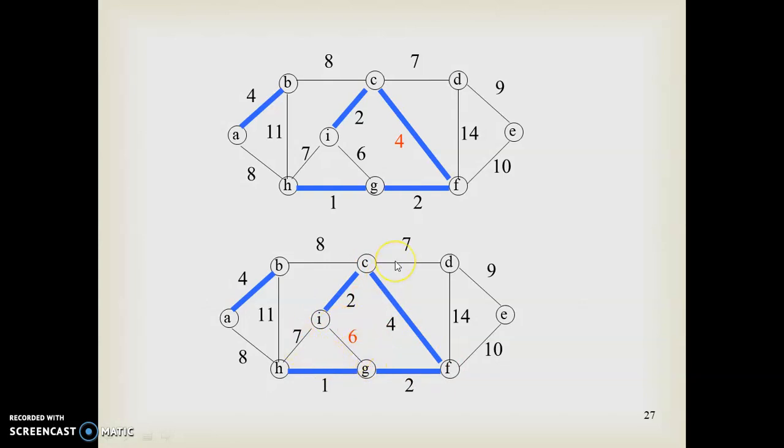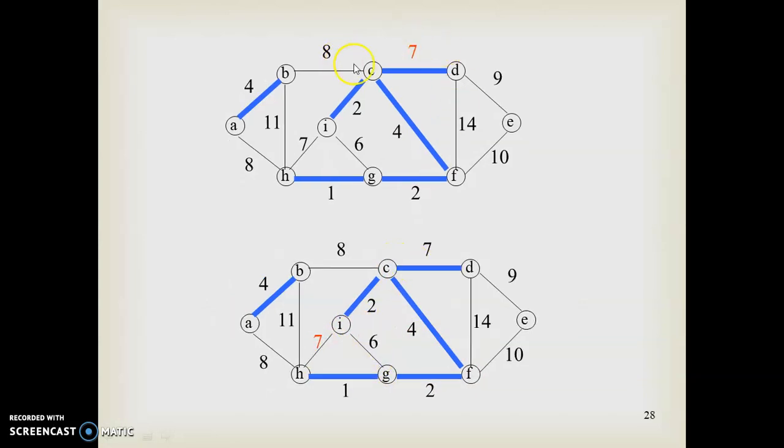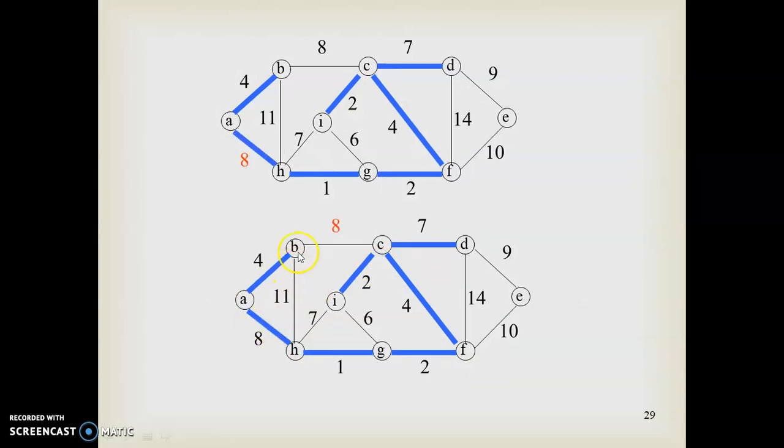Next is 7. Again I have two options, CD and HI. But if I include HI, then that would complete a cycle. So I include CD. Next I have BC and AH. Out of BC and AH, you can include either edge. I included AH. Now if I include BC, then that will complete a cycle.